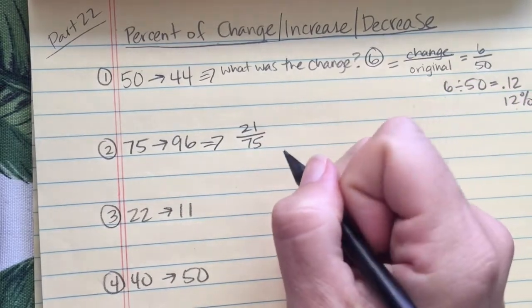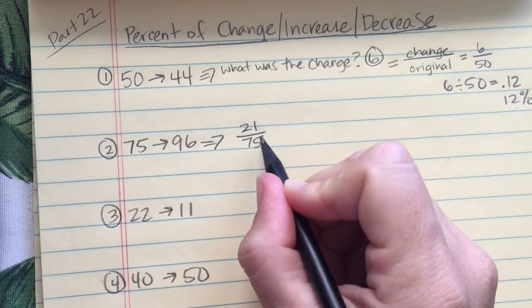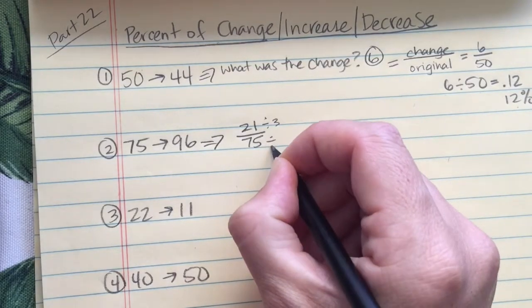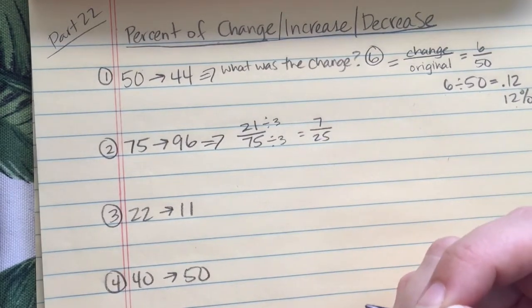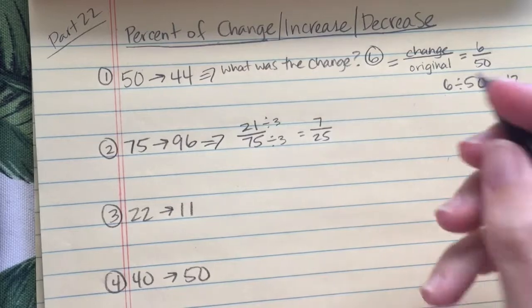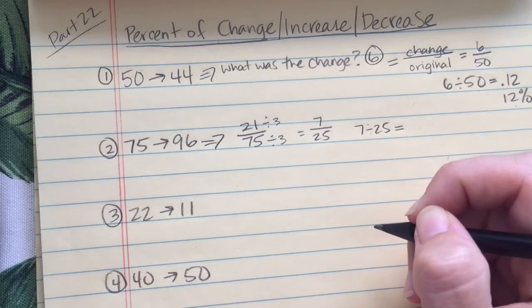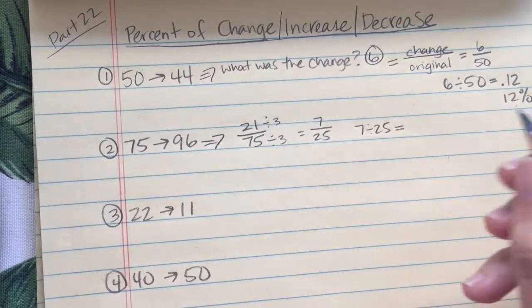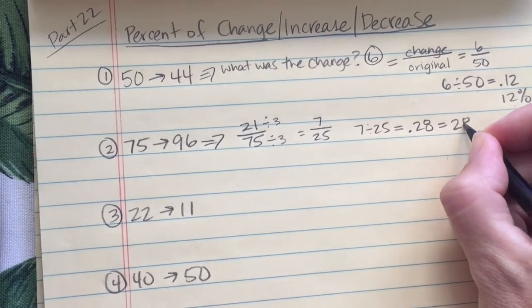Okay. What I would suggest, if it's easy, if you have fractions like this that you can easily reduce, I would say go ahead and do it, because smaller numbers are easier to work with. Okay, so 7 divided by 25. Go ahead and do that math now, and I'll show you the answer at the end. You should have gotten 0.28, which is the same thing as 28%.